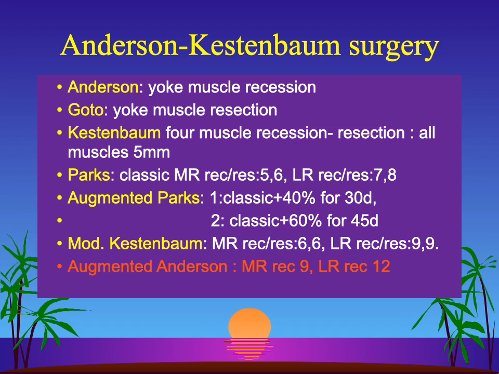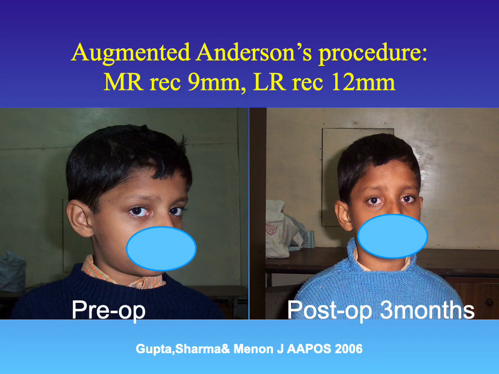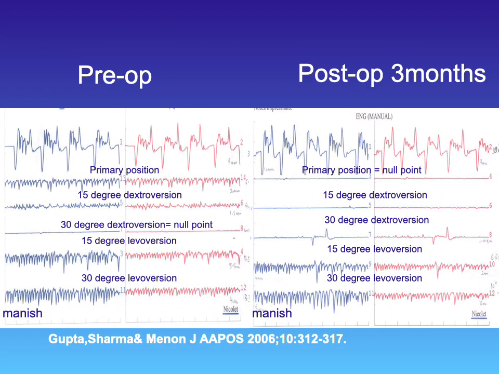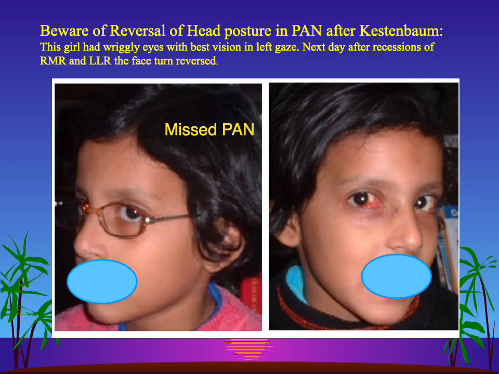Our choice is usually, for a 30 degree face turn, to do an MR recession of 9 mm and an LR recession of 12 mm of the 2 yoke muscles or the 2 eyes. Like in this case, an MR recession of 9 mm and an LR recession of 12 mm in the opposite eyes have been done, and it has corrected the head posture. These are the pre-op and post-op measurements of the ENG.